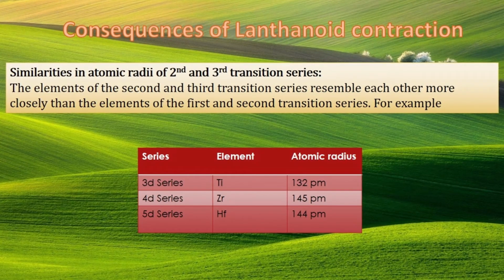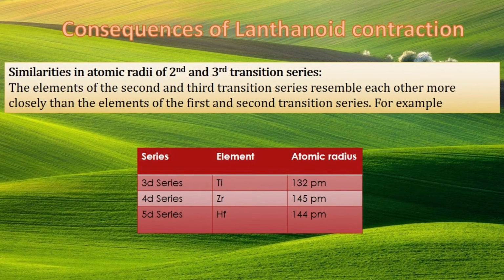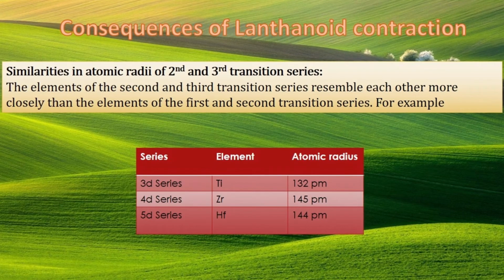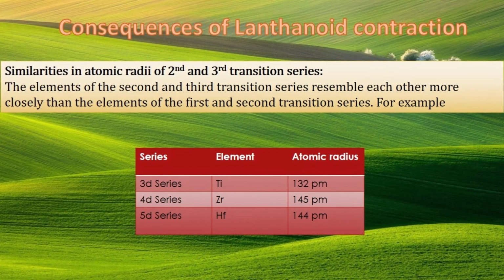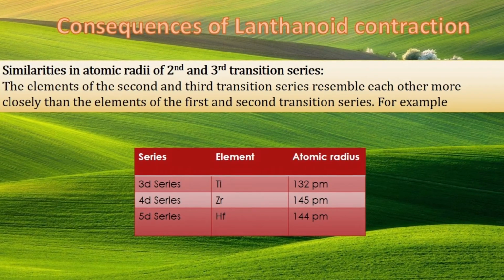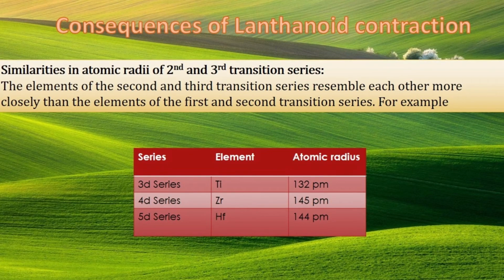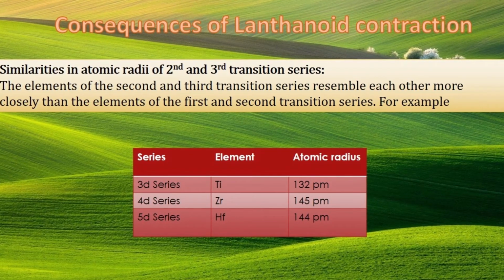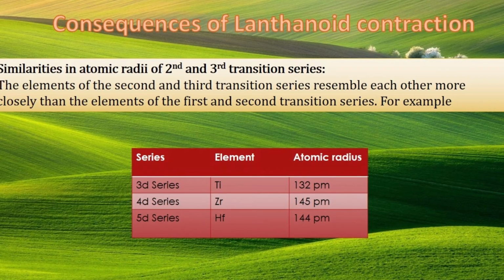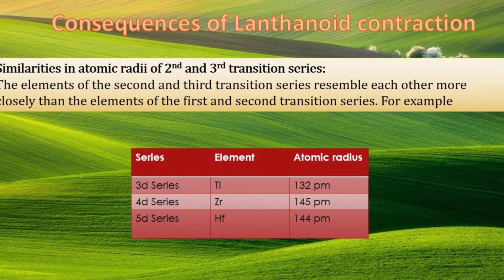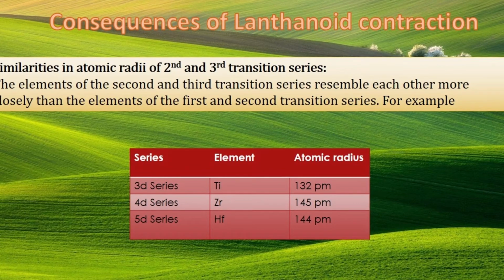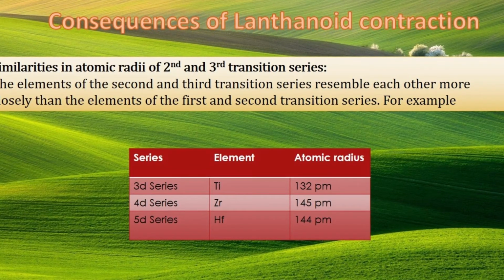The third consequence of lanthanoid contraction is the similarity in atomic radii of the second and third transition series. Due to lanthanoid contraction, the atomic radii of the elements which follow lanthanum in the sixth period, that is the third transition series, are similar to the elements of the fifth period, that is the 4d series. Due to similarity in their size, post-lanthanoid elements, that is the 5d series, have closely similar properties to the elements of the 4d series which lie immediately above them.